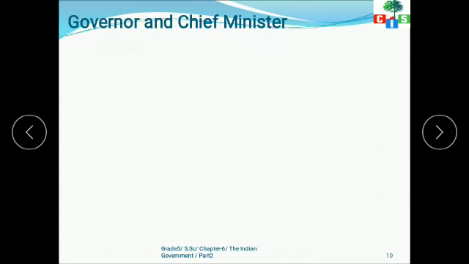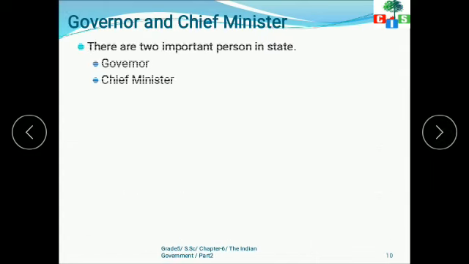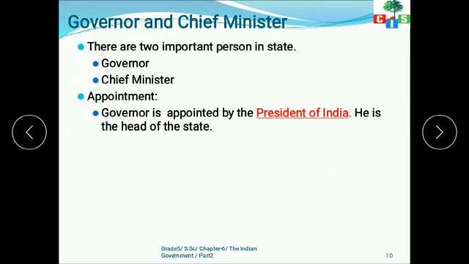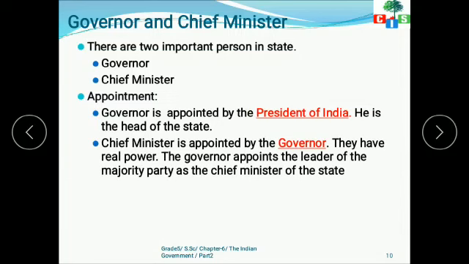So let's discuss more about the governor and the chief minister. There are two important persons in the state. One is the governor, the other is the chief minister. Now let's talk about the appointment, that is, who appoints whom, right? First of all, the governor is appointed by the President of India. Very important to understand. And in an MCQ question, if asked who appoints the governor, the answer is the President of India. He is the head of the state, right?